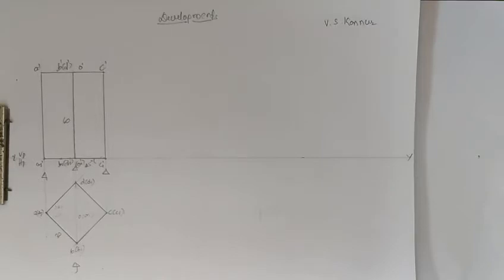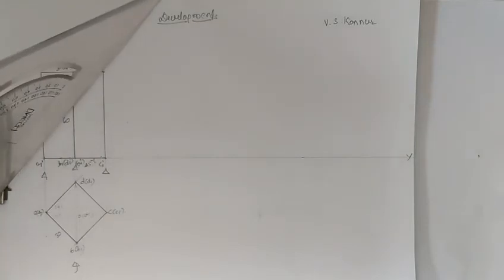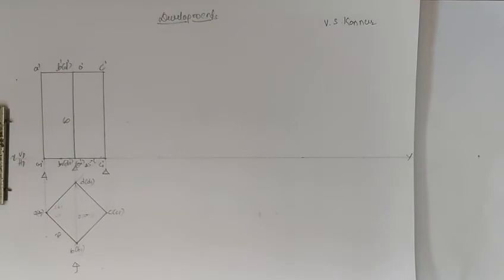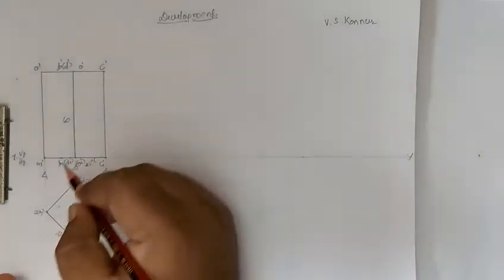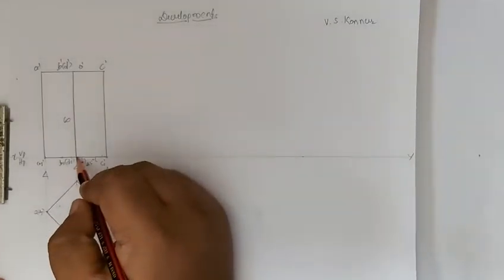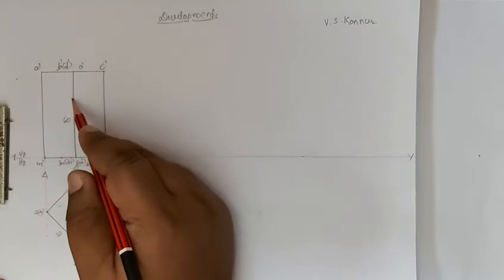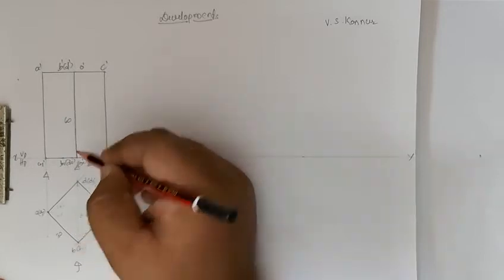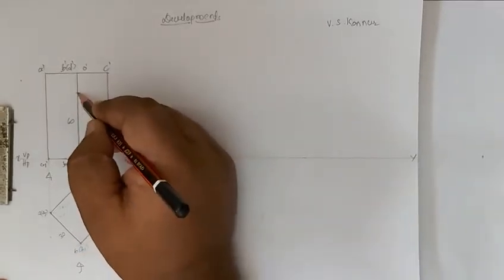Now it is cut by an inclined plane at 60 degrees to HP, perpendicular to VP. This is perpendicular to VP, right, inclined at an angle of 60 degrees to HP, and passing through the point on the axis at a distance of 50 mm from the base. From here you can take 50 mm. From this base you have to take 50 mm height, and you have to mark.